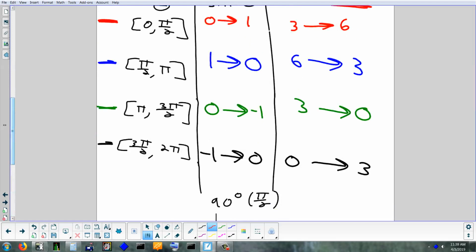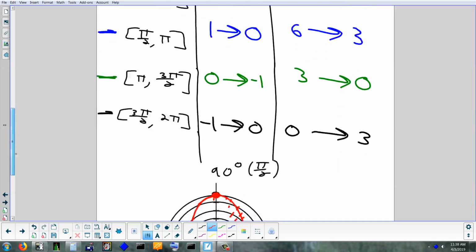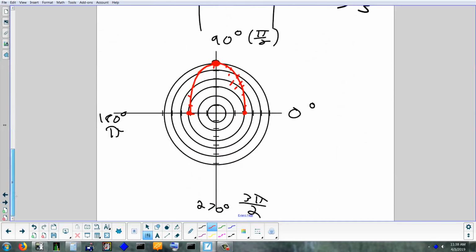Okay. What does it shrink from and to? Yes, it shrinks from 3 to 0. So it starts at 3, and as you rotate towards 270, it shrinks all the way to 0. So this part is going to look like that.